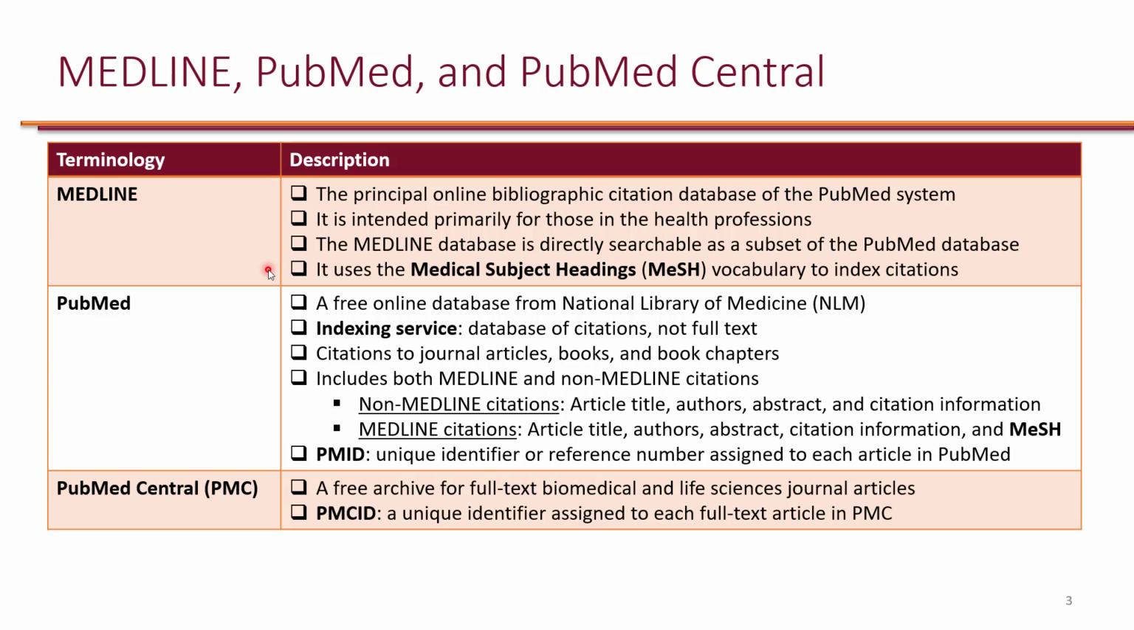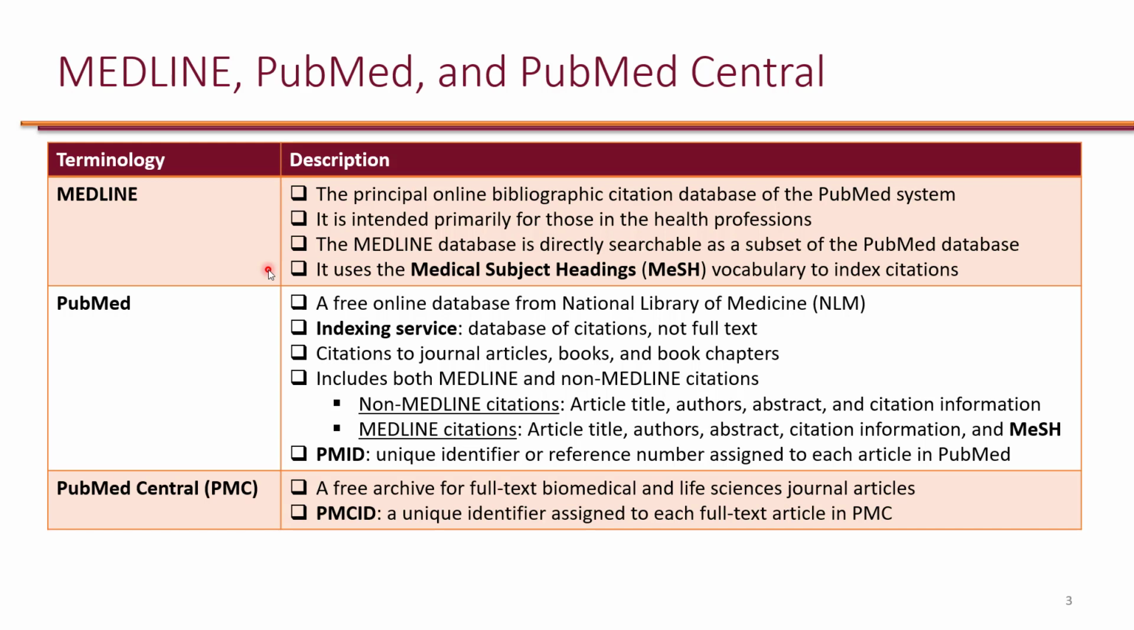What you find on PubMed includes both MEDLINE and non-MEDLINE citations. Both MEDLINE and non-MEDLINE citations include article title, authors, abstract, and citation information. However, MEDLINE specifically also has MeSH keywords. Every article indexed on PubMed has its own PubMed ID, or PMID, and you can in fact search for articles using the PubMed ID as well to locate them.